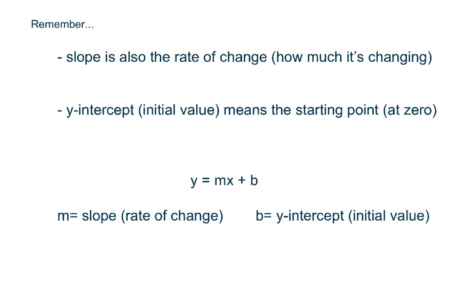Remember, slope is also called rate of change. It's just how much it's changing. Remember, it can be positive or negative. Y-intercept, or the initial value, means its starting point. And then here, whoops, I switched those colors by mistake. I'll just go ahead and erase those. So here, remember, slope or rate of change is m, and b is our y-intercept or our initial value.